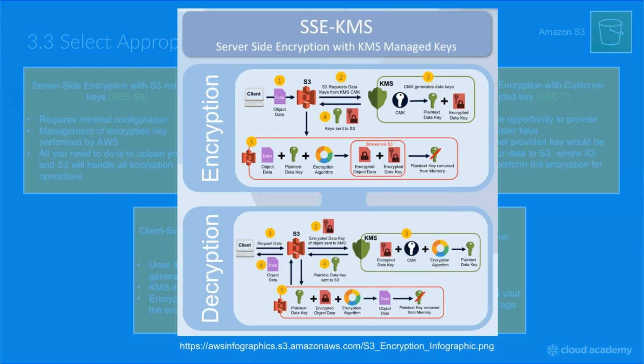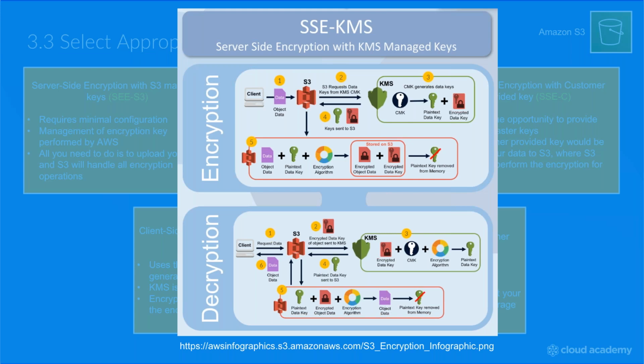A client will have some data, an object data, and it will send this to S3. If the SSE-KMS encryption option has been selected, then S3 will send a request to KMS to request some data keys. When it reaches KMS, a CMK will be used that was selected, and it will generate a plain text data key and an encrypted data key. These 2 keys are then sent back to S3.